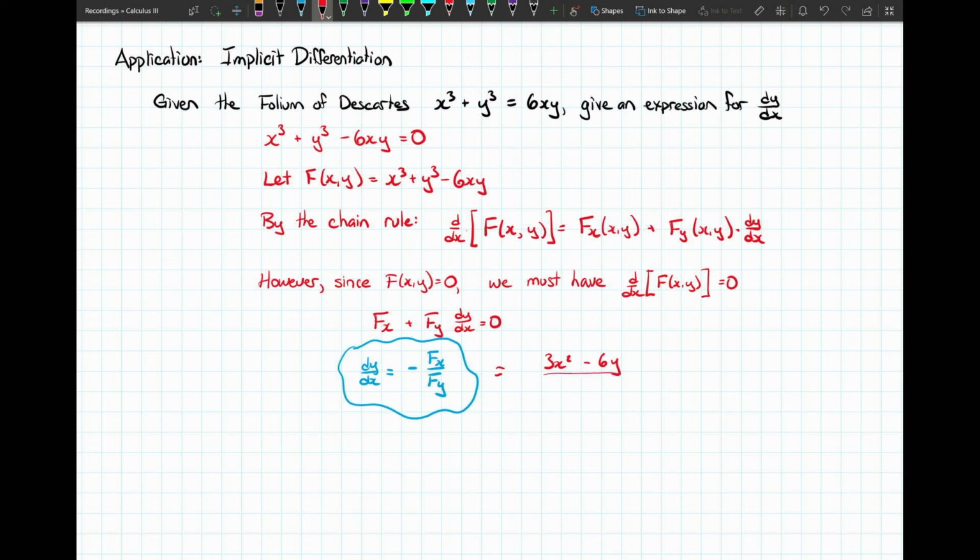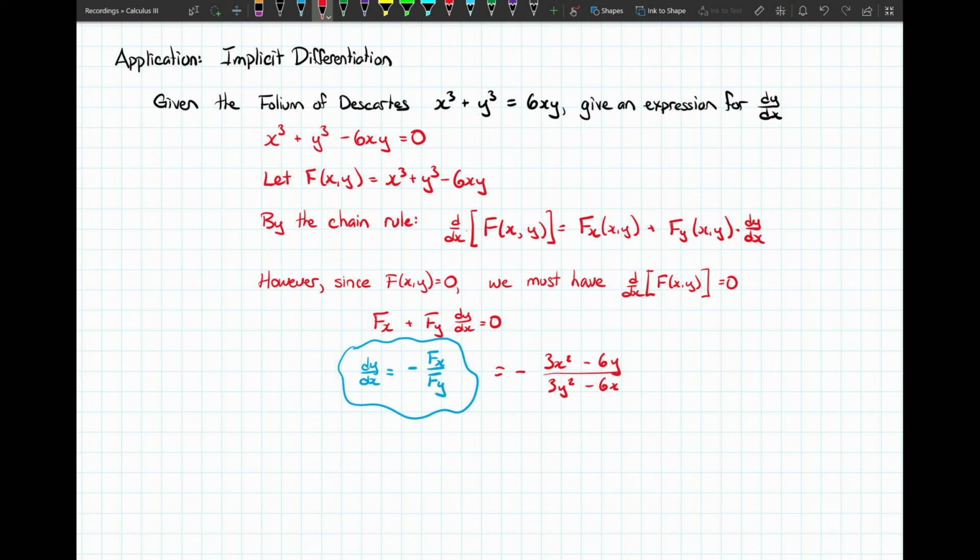Then in the denominator, we just look at treating x as a constant and take the derivative with respect to y. The partial derivative of x cubed with respect to y will be 0. The partial derivative of y cubed with respect to y will be 3y squared. And then the partial derivative of negative 6xy with respect to y is going to be negative 6x. Don't forget that negative sign in front. There we go. There's an expression for dy by dx without having to do a whole bunch of extra algebra after applying the differentiation operator to both sides of the original equation.